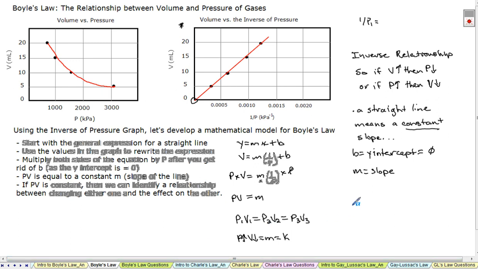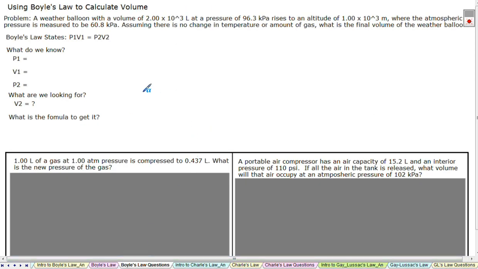This relationship, P1V1 is equal to P2V2. And it doesn't matter. You could say V1P1 is equal to V2P2. That doesn't matter at all. So let's take a look at some questions here.